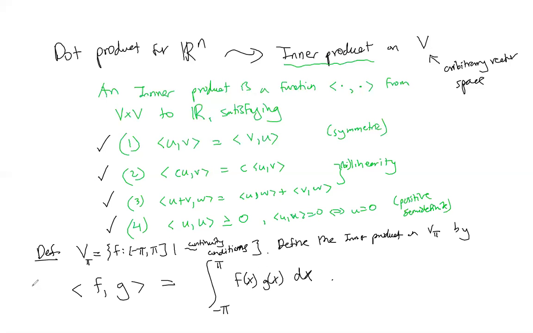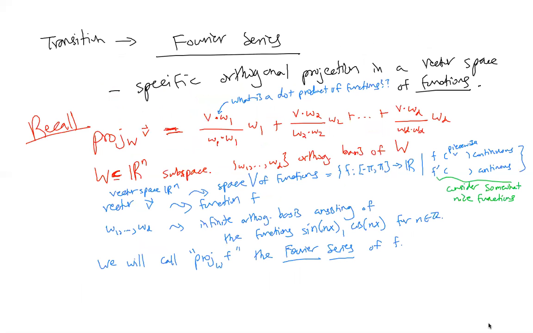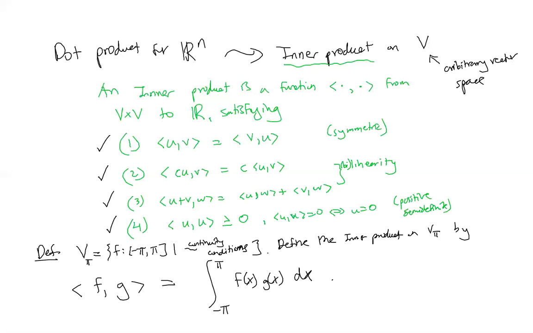So yeah, it satisfies all four conditions. So this is our inner product. And this is what we're going to use to define Fourier series. So going back to this projection formula, we're just going to rewrite this with our inner product and our functions, and that's going to be the Fourier series.